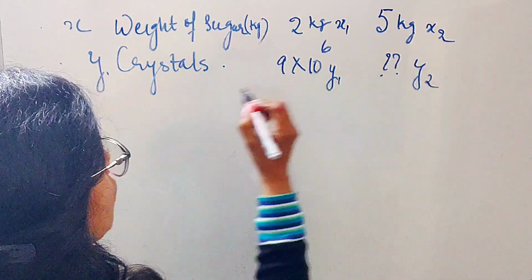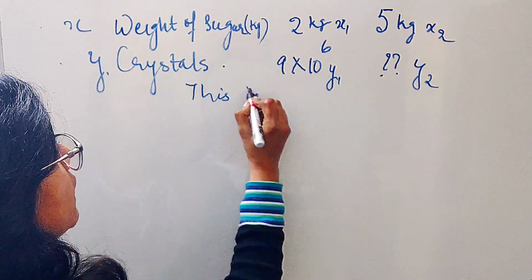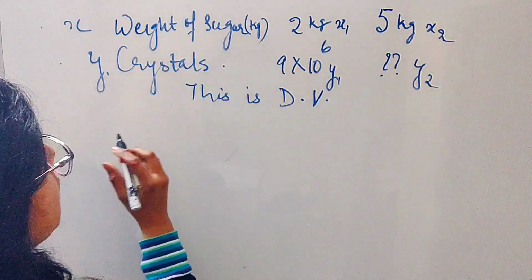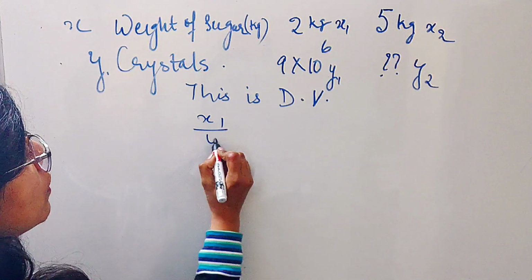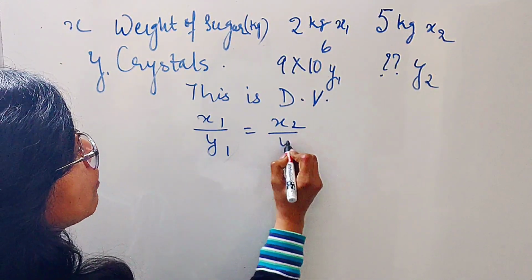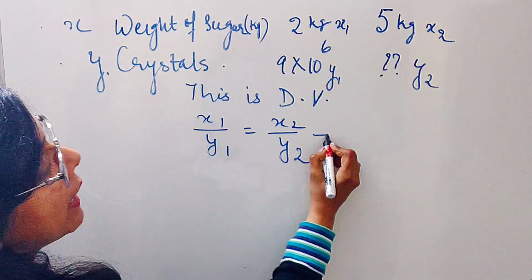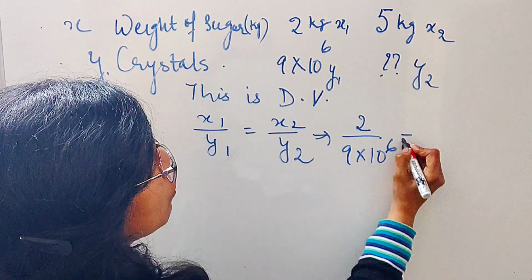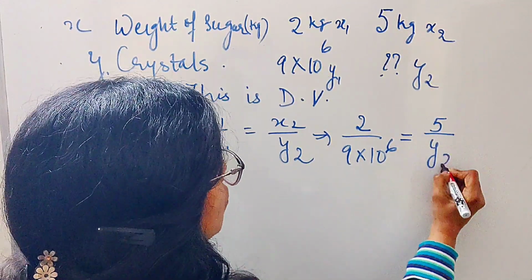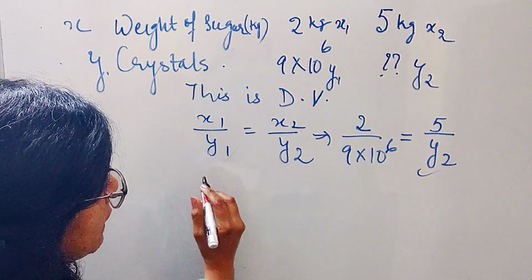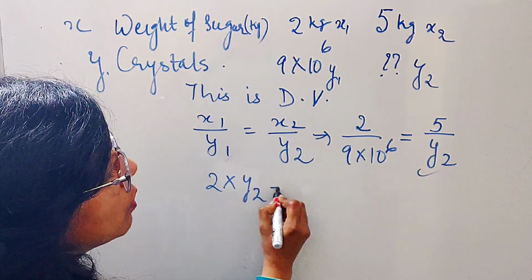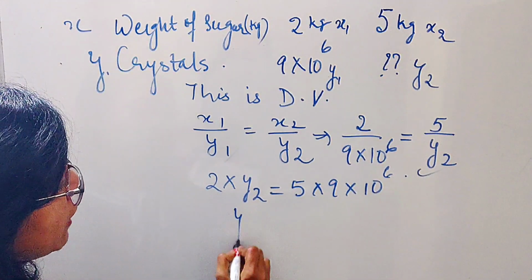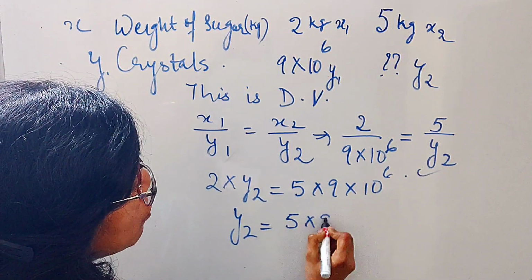Now write down this is direct variation. I am writing in short form. You write it in complete full form. Now x1 upon y1 is equal to x2 upon y2. And do this in the same manner. Put the values. 2 upon 9 into 10 to the power 6 is equal to 5 upon y2. y2 you have to find out. Again cross multiply. This will be 2 into y2 is equal to 5 into 9 into 10 to the power 6.